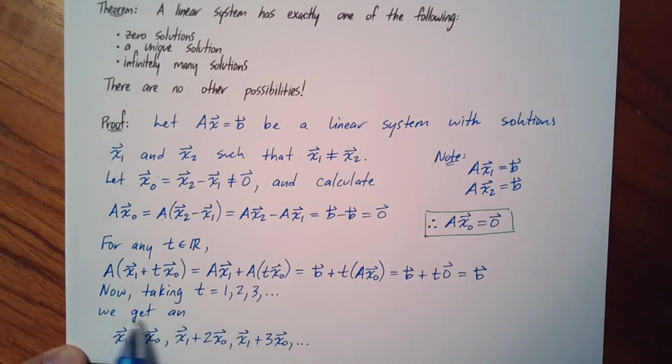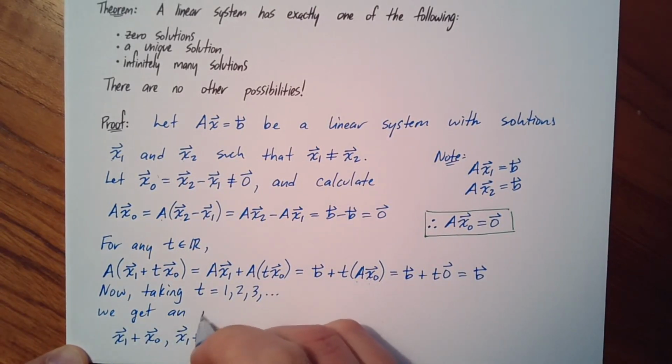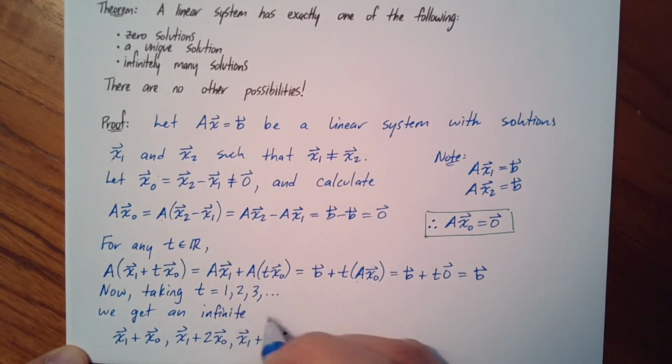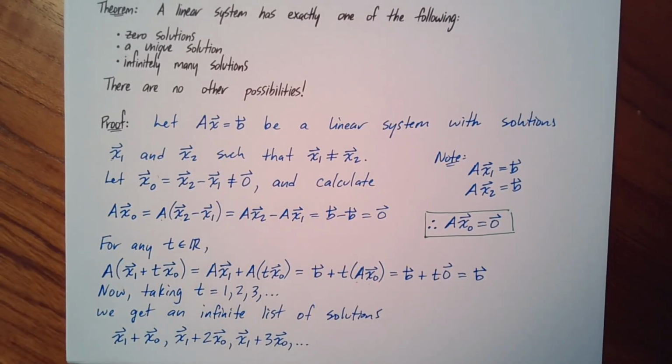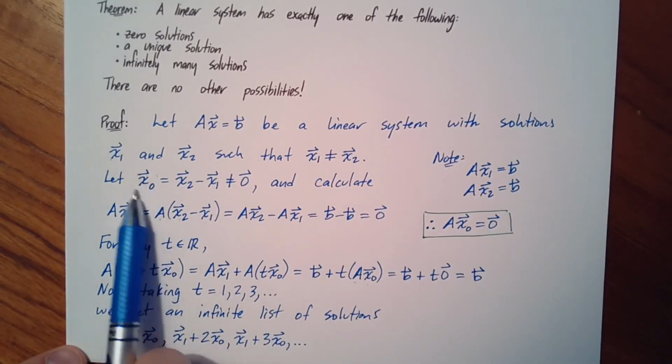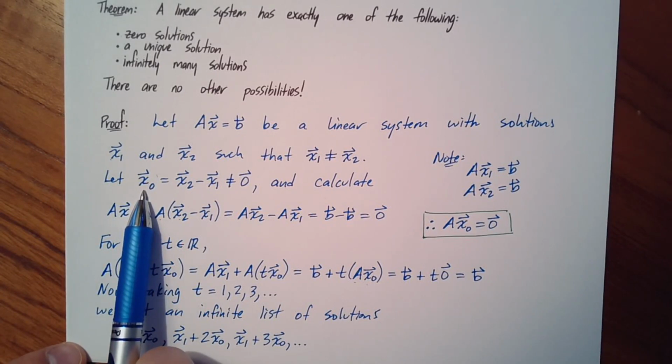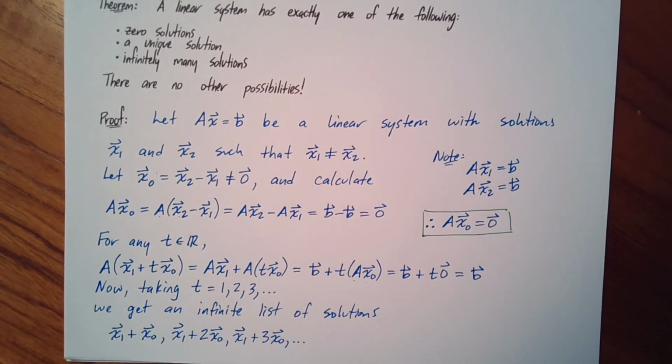So let me finish, add some more words in up here. We get an infinite list of solutions. So how is it infinite? Well, what would the next one be? x1 plus 4x naught, x1 plus 5x naught, x1 plus 6x naught. I could keep going as long as I wanted. If I want 100 solutions, I'd go all the way to x1 plus 100x naught. I can just keep adding this column matrix that we've introduced over here, x naught, over and over and over again to get a new solution each time.